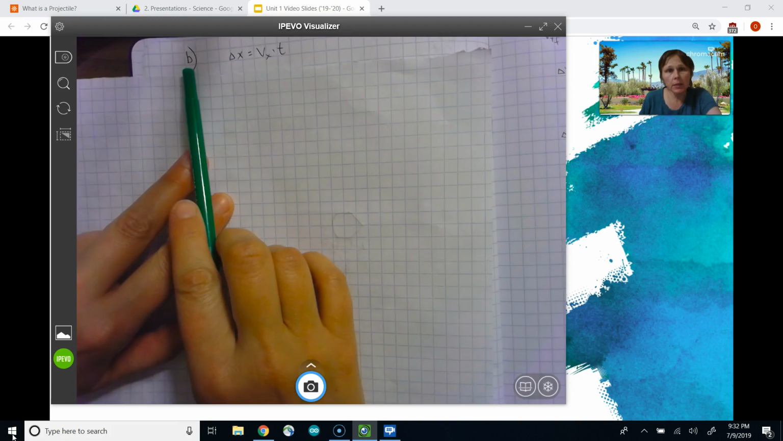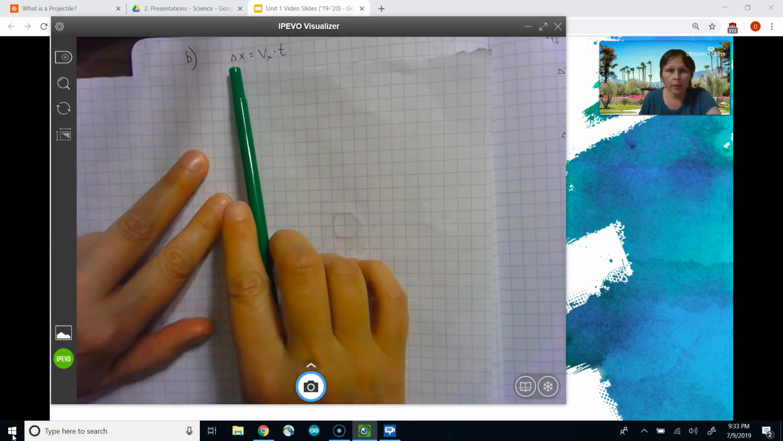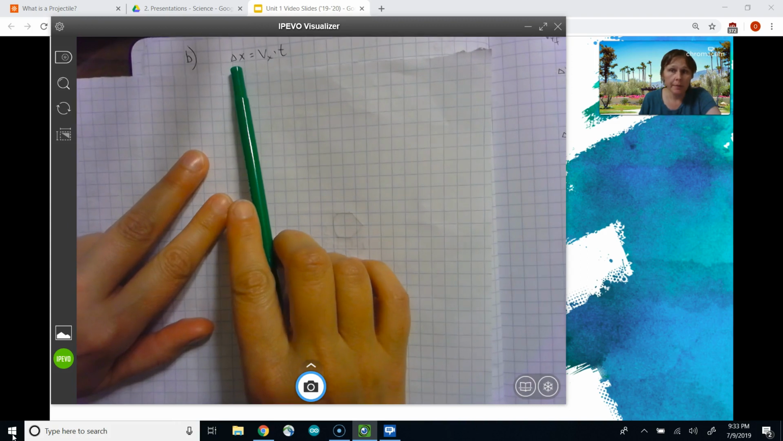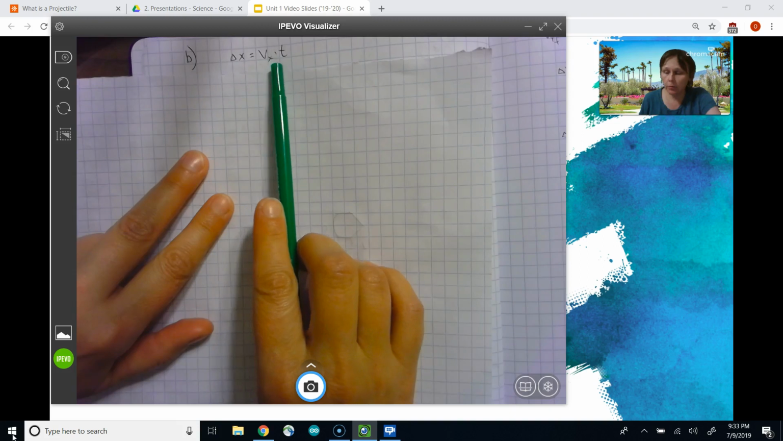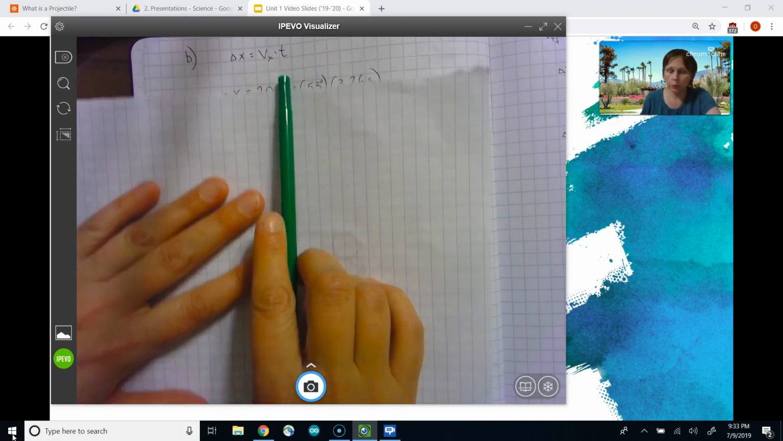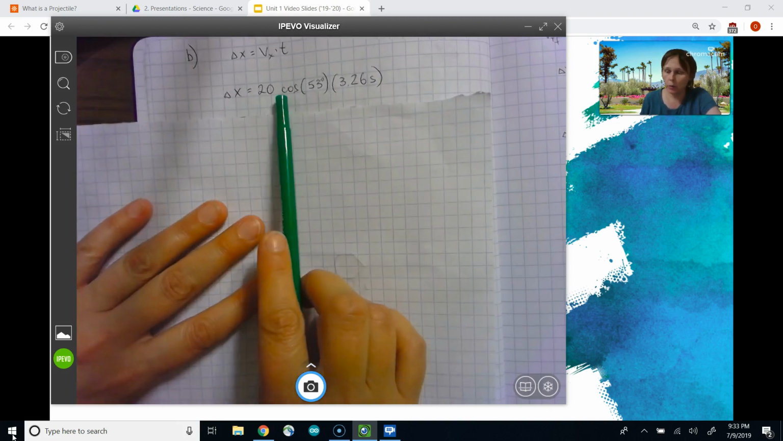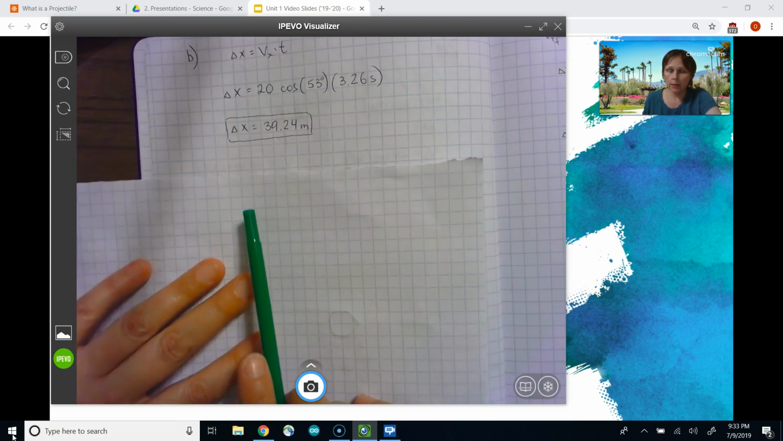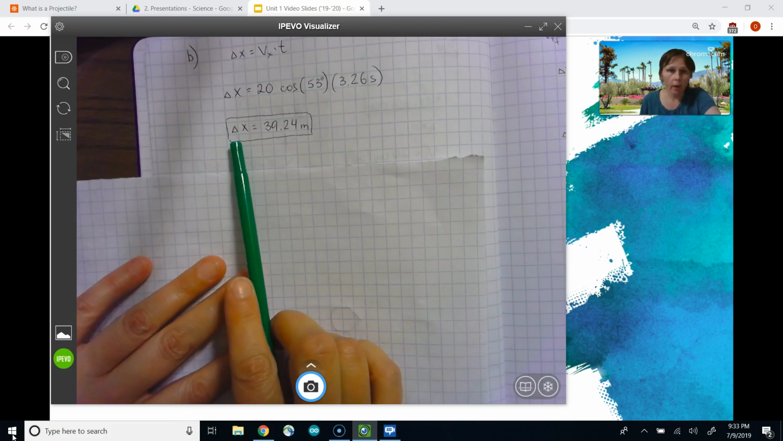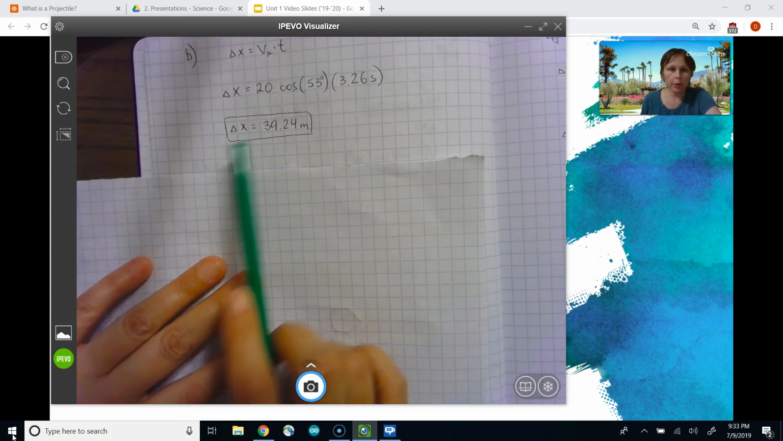Question B asks us how far does it land. So we have to find the horizontal displacement, which is the horizontal component of velocity times the time that we already found, and when we plug in the numbers, we can find that the displacement is equal to 39.24 meters.